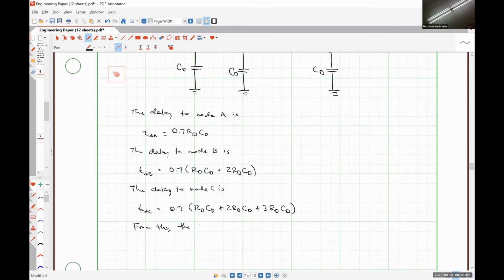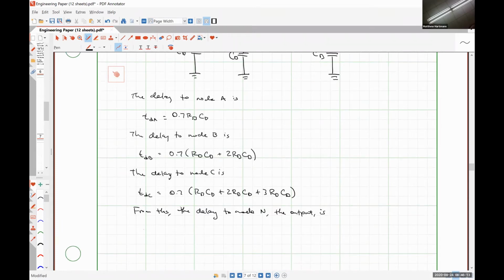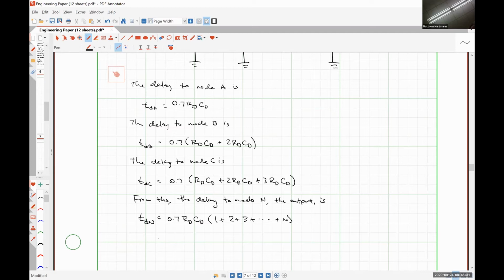the delay to node N, the output, is TDN = 0.7 R squared C squared times (1 plus 2 plus 3 plus all the way out to N), which we can do in summation notation.